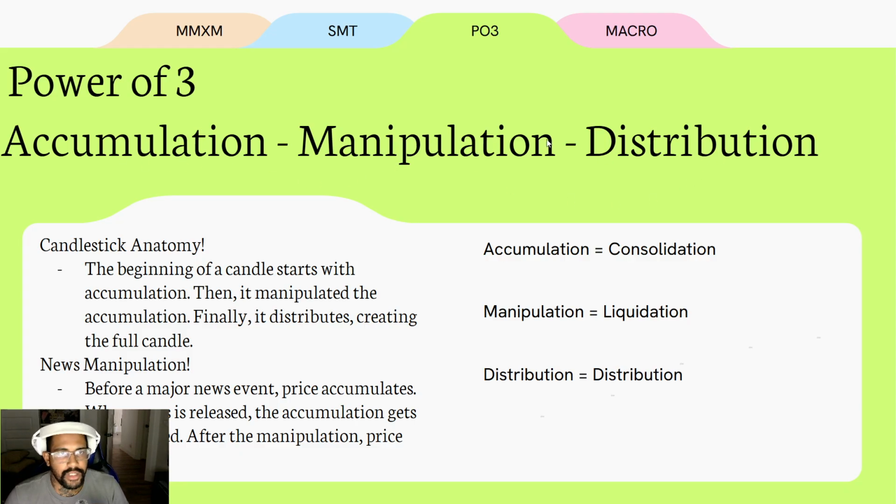It's not distribution, manipulation, accumulation. No, it's first consolidation or accumulation, then we get a liquidity grab, and then we distribute. Okay. Do I have an example?